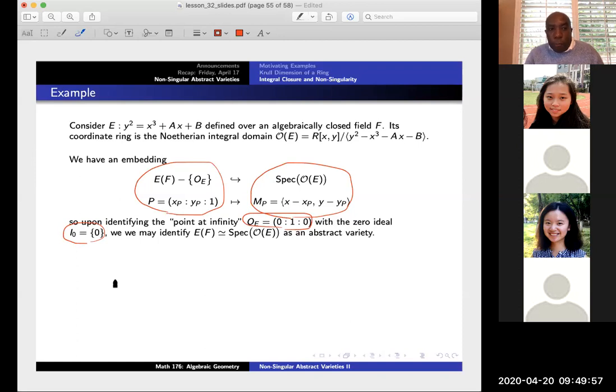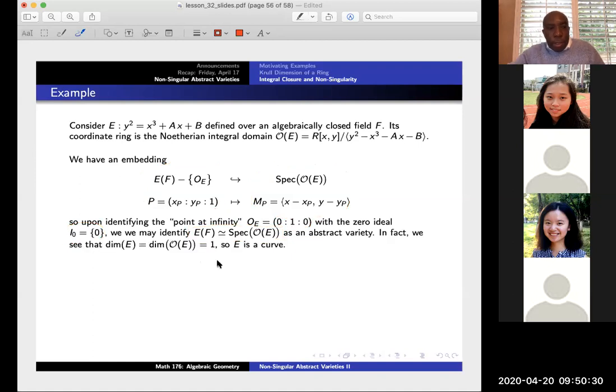So if we relate all of the affine points with the maximal spectrum and relate the point at infinity with the zero ideal, then now we can identify all of E here with Spec. That's why I can think of E as just Spec of the coordinate ring. So I know where the affine points go, and now I know where the zero ideal comes from. Okay.